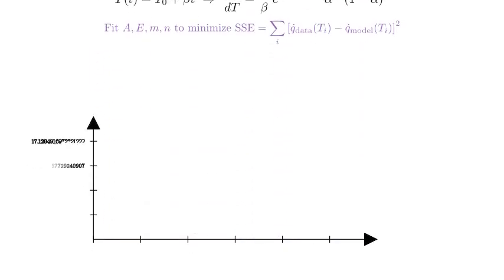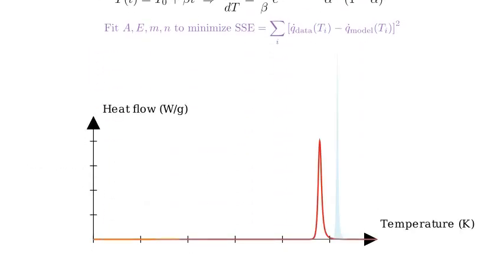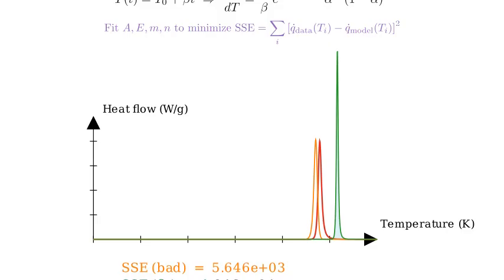Here again is the DSC exotherm in red. The orange curve shows a poor initial guess. It misses both position and width. The green curve reflects a fitted set of parameters, capturing peak temperature and shape. We compare quality using the sum of squared errors. Notice how much the SSE decreases.